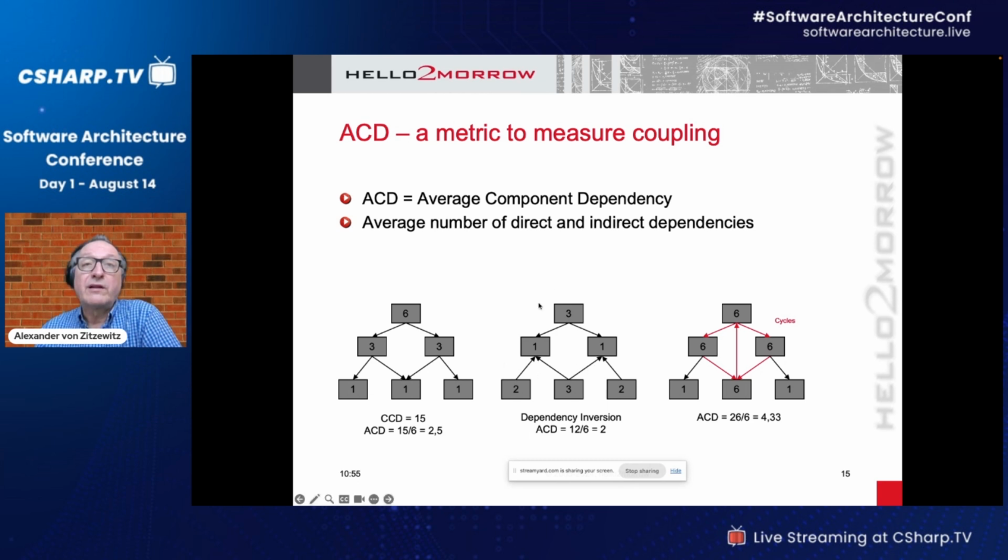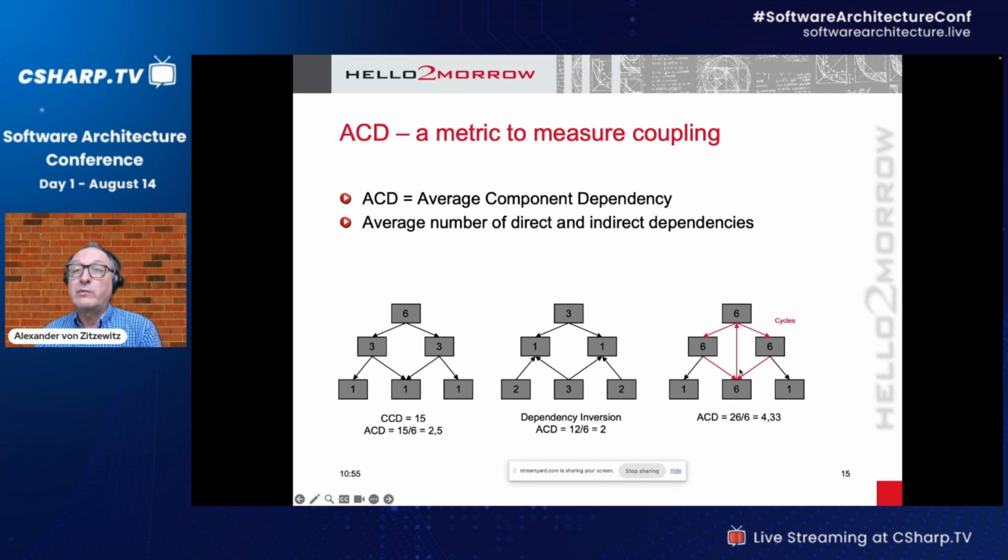Now in the middle, we see what happens if we apply the dependency inversion principle. That allows us to turn around the direction of dependencies. So in that case, the 2 files in the middle become the bottom of our system. And we get a better value of 2 instead of 2.5. The minimum value would be 1, which means we have 6 islands with no connection between each other. The maximum value would be 6, which means everybody's literally connected to everybody.